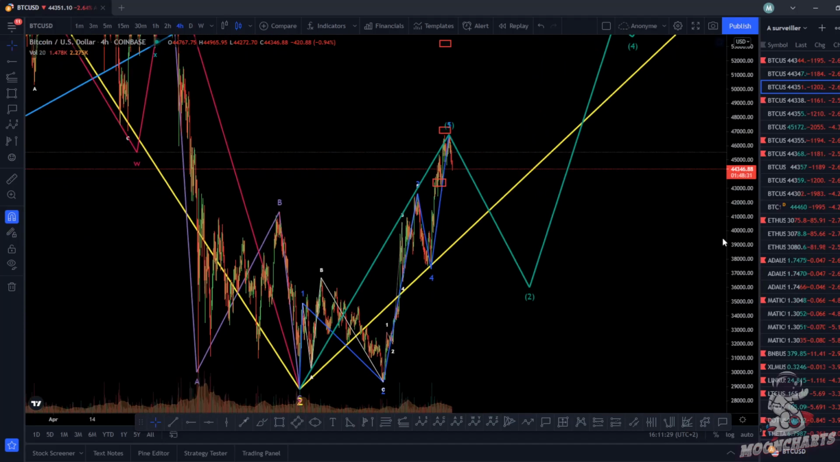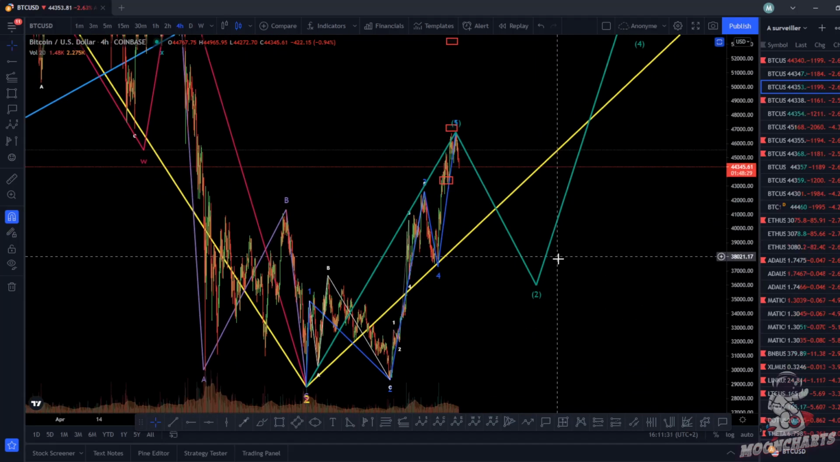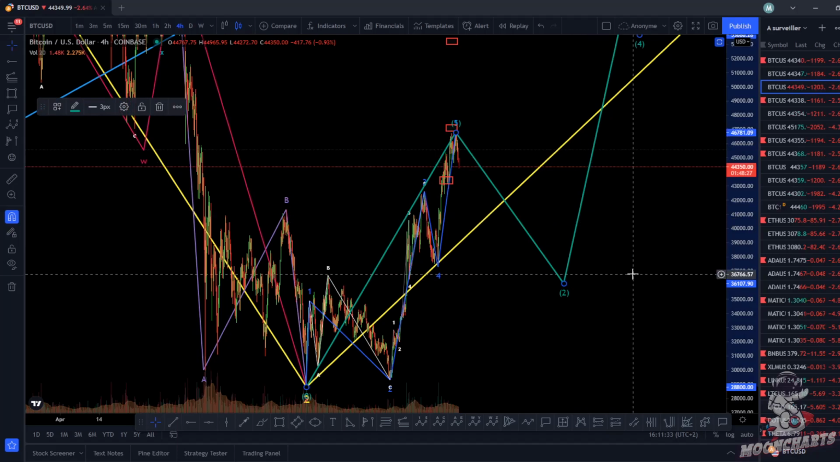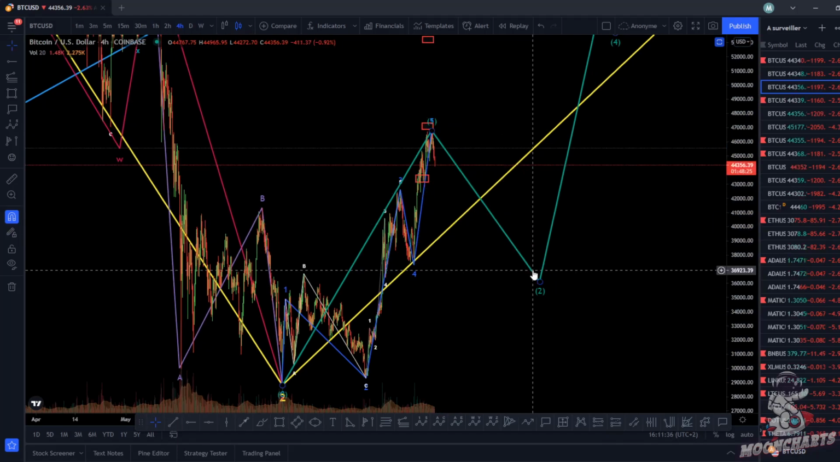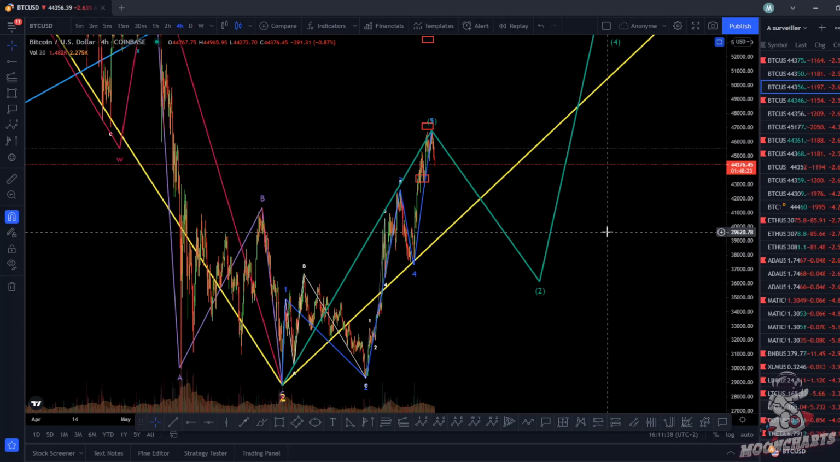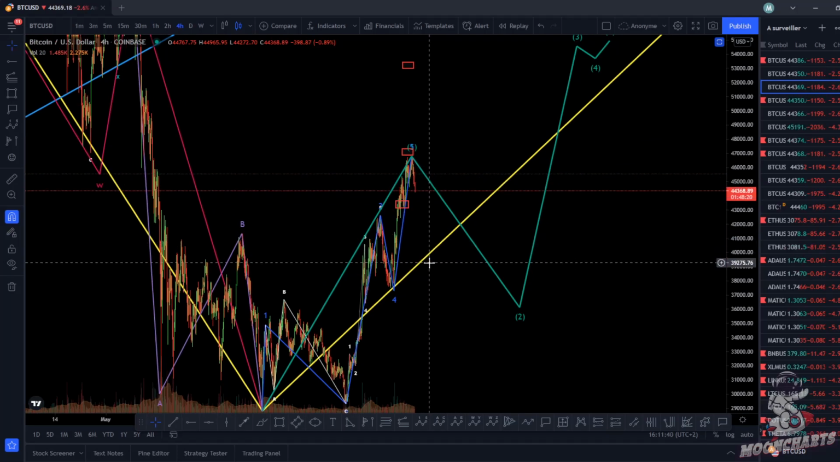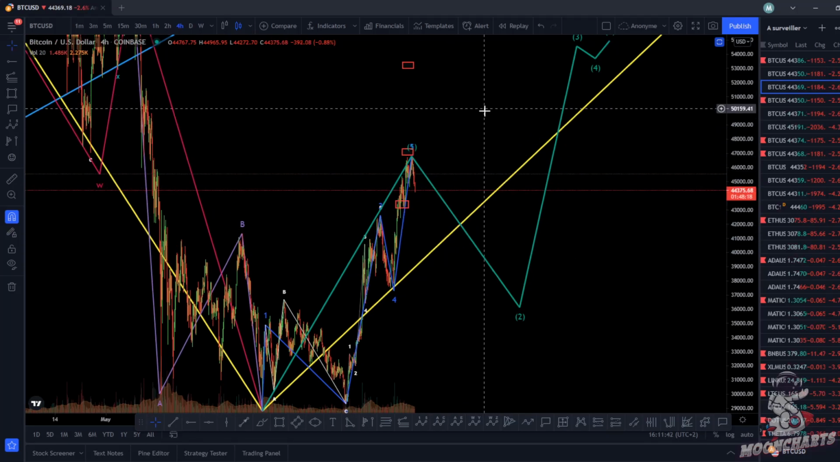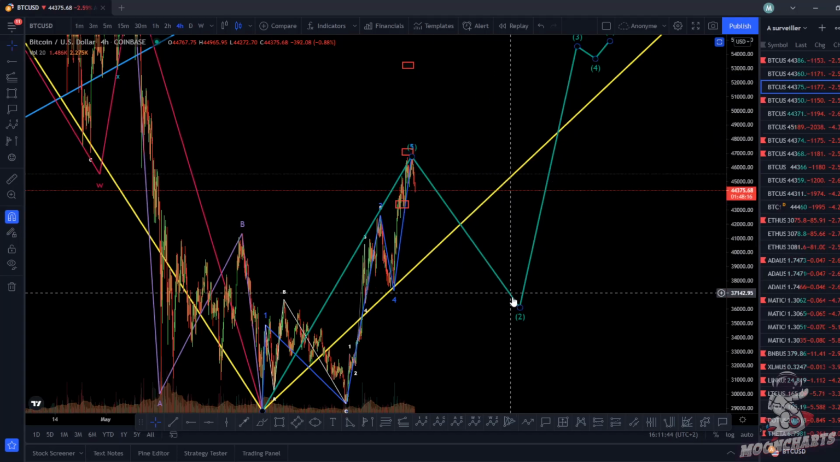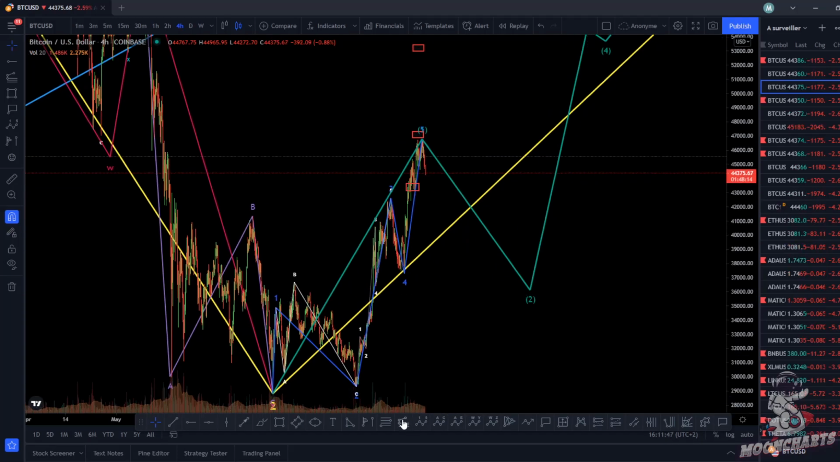But yeah, we're going to see that. So what will be the target for this wave 2? You have to know that inside the wave 2 you can find an ABC, a WXY, every possible correction pattern, a flat, so we can go 123% retracement on a B wave, and then do the C wave to the wave 2 bottom target.